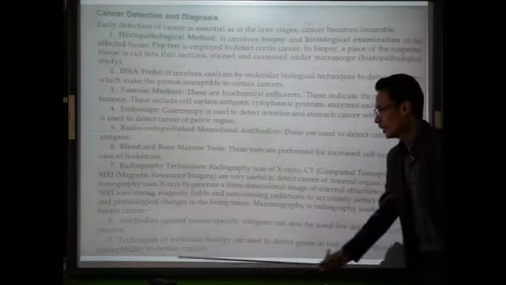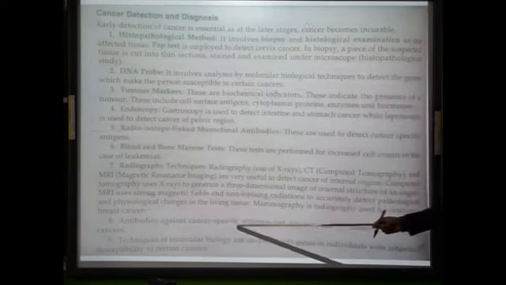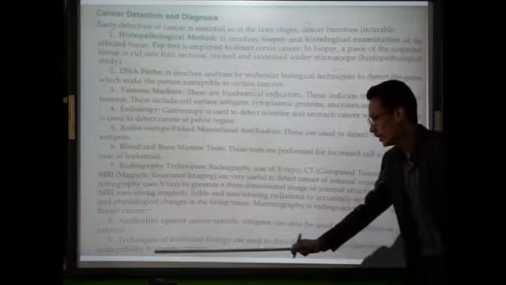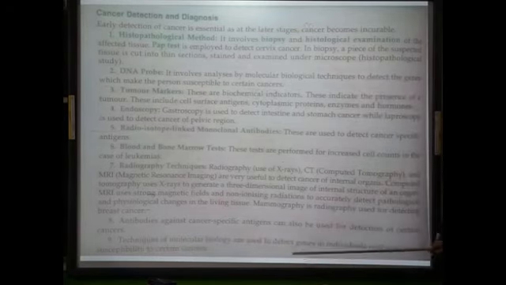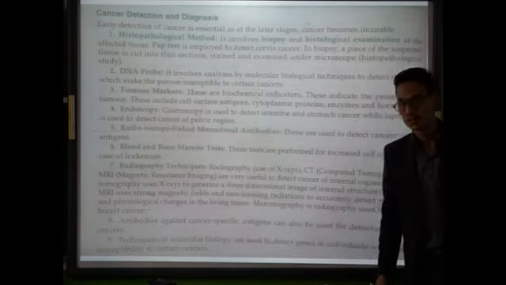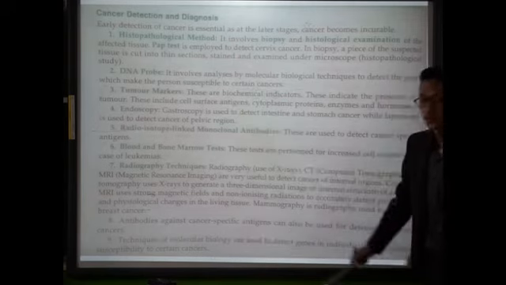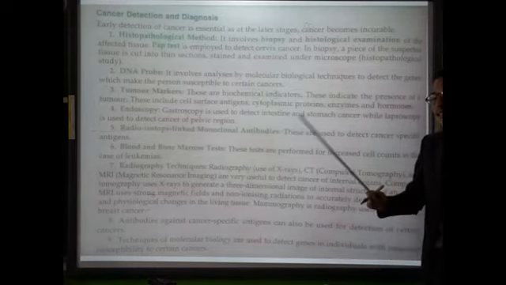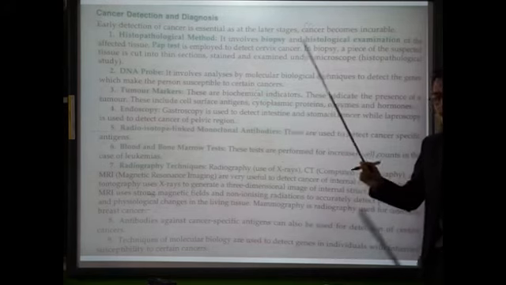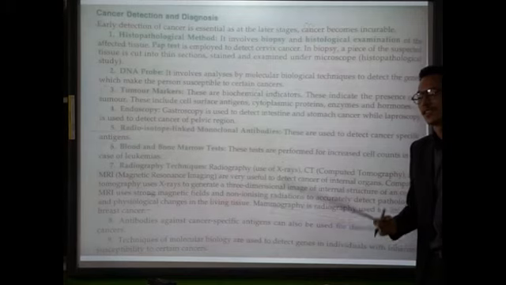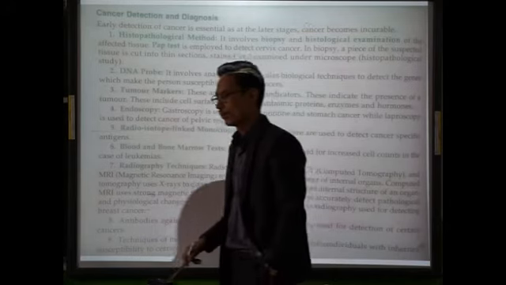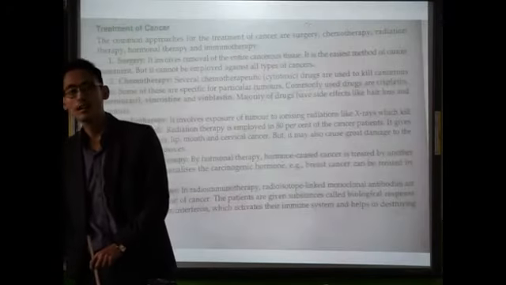Next, we can see antibodies against cancer-specific antigens, which can be used to find out certain cancers. Techniques of molecular biology are used to detect genes in individuals with inherited susceptibility to certain cancers. So these are the different procedures by which we can detect cancer. And remember, detection must be done at an earlier stage, because once it is detected at the later or final stage, then cancers will be incurable. So it's better to find the cancerous cells at the early stage.